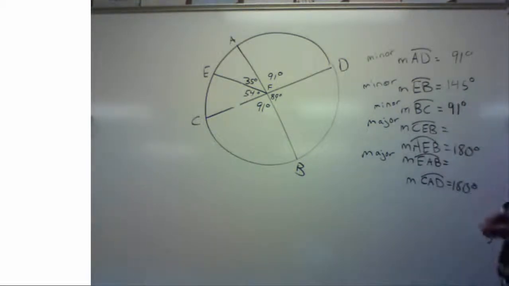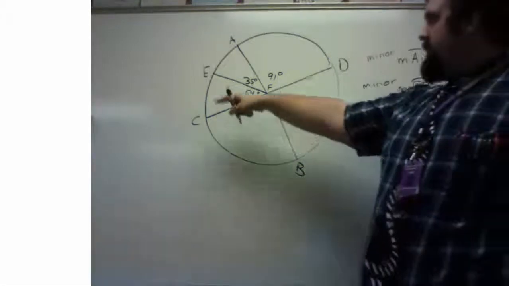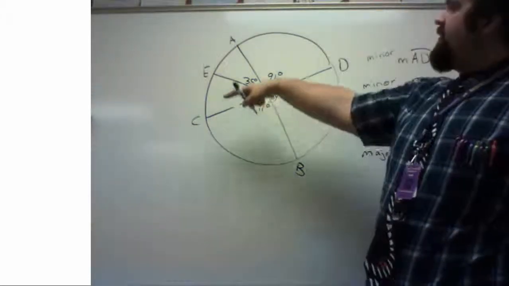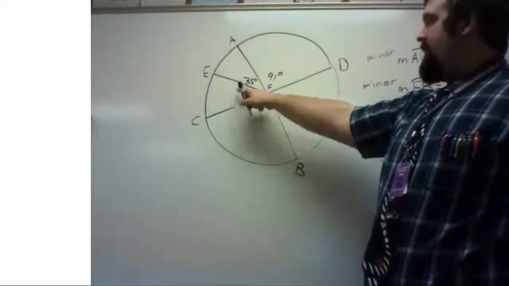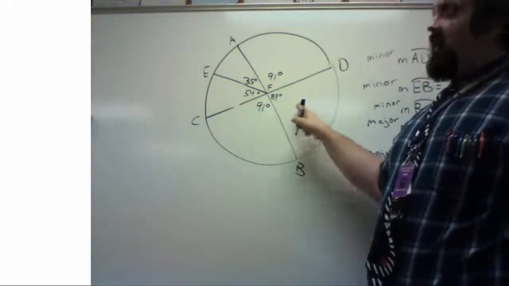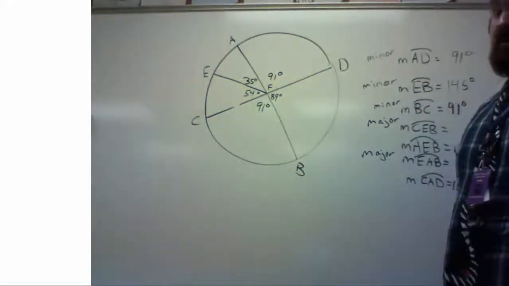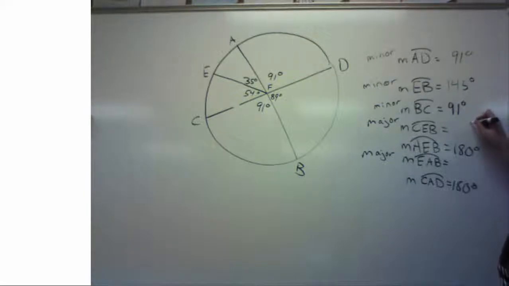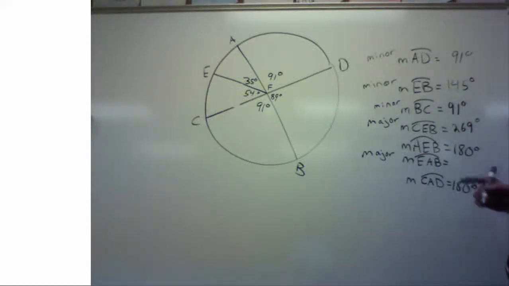Major arc CEB, what is its measure? CEB, well, it's everything but the 91. I could add all four of these together, or I could take 360 minus 91. And for me, 360 minus 91 is honestly a little bit easier. I believe it ends up being 269 degrees. You could add all four of those together and make sure it's 269.